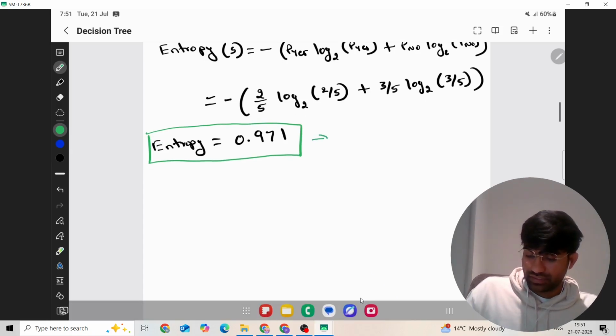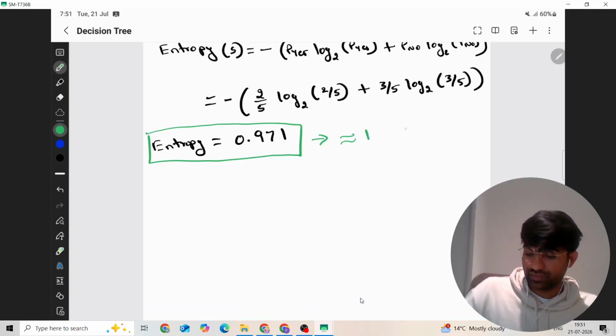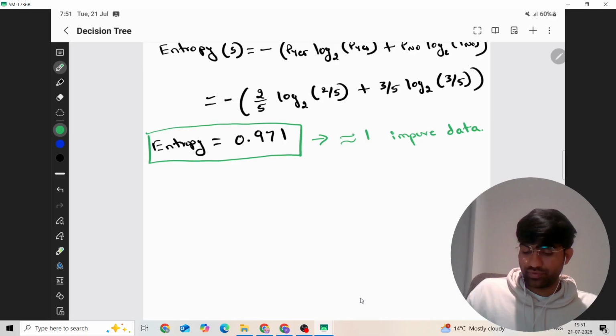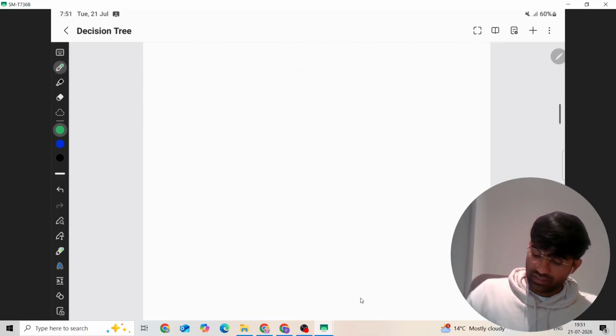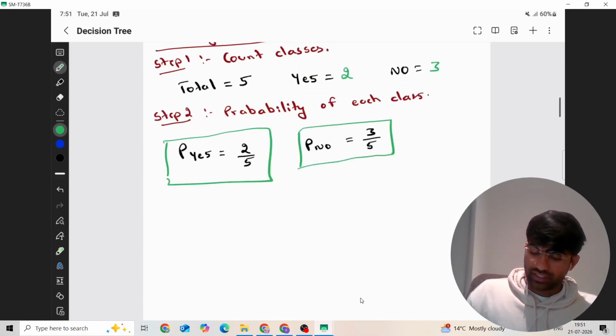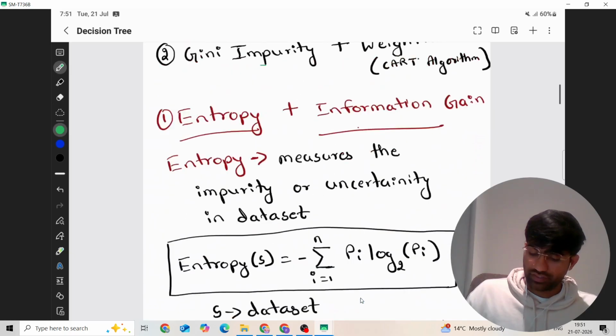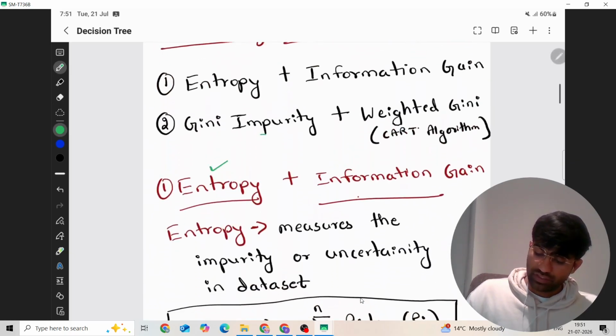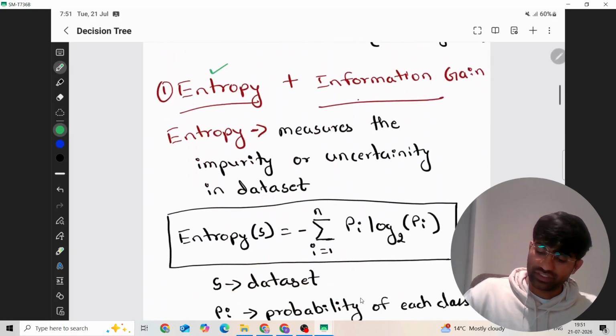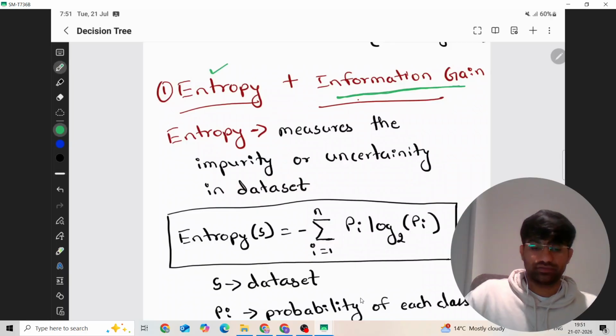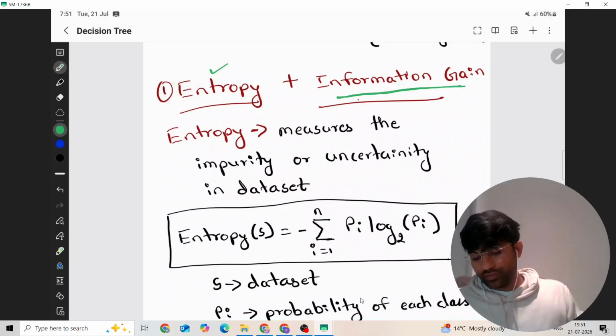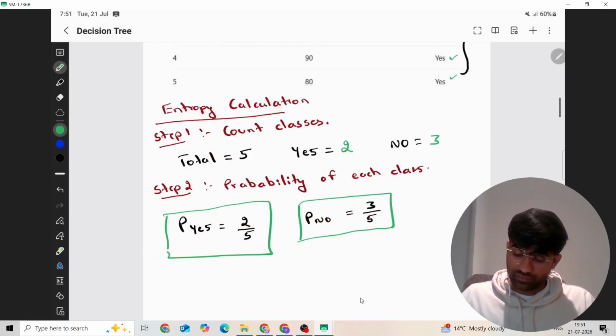Simple calculation. This is our entropy. It is near to 1. That means impure data is near to 1. So now we have calculated the entropy. We have finished the entropy. Now we should go for information gain. We have to calculate the information gain based on the entropy.